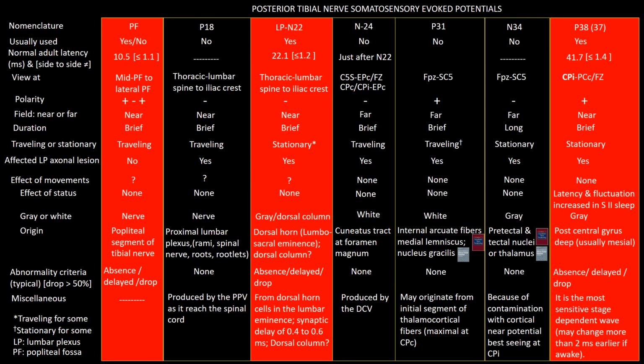Just before finishing this talk, I will show you in the next frame a summary of all the waves that may be encountered in posterior tibial nerve somatosensory evoked potentials. Take a few minutes to look over this chart. I have tried to list the most relevant features of each of the waves. Remember that only those that are in red are the ones that we use for actual clinical decision making. I hope you find this chart useful.